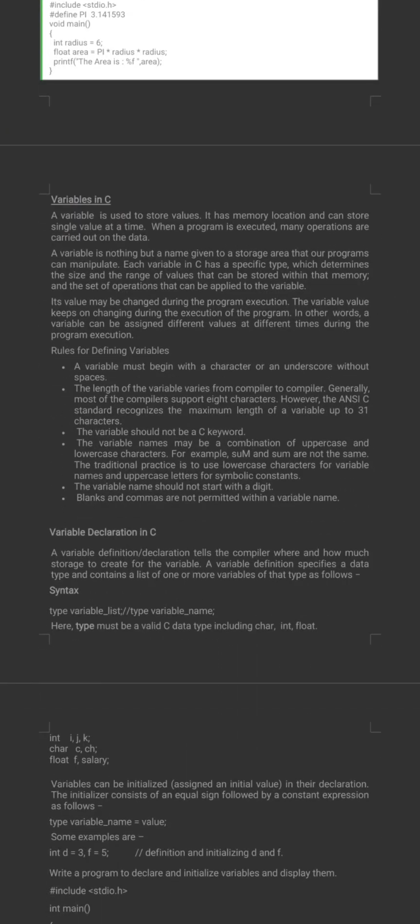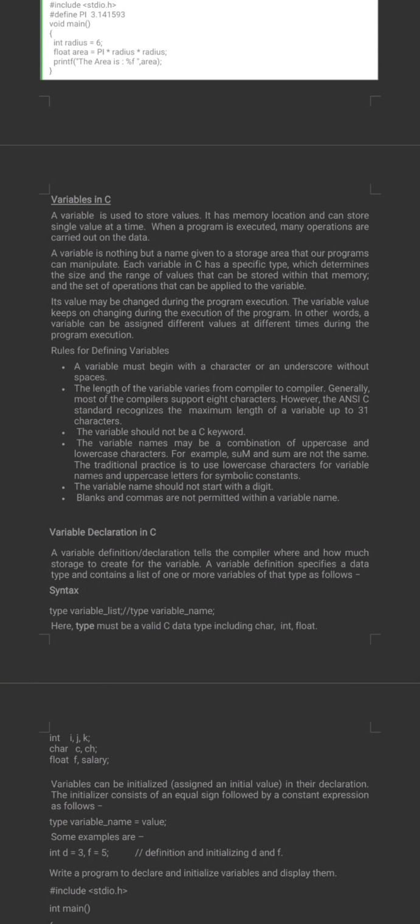Next one is variable. A variable is used for storing values. It has a memory location and can store a single value at a time. And a variable is nothing but a name given to a storage area that our programs can manipulate.